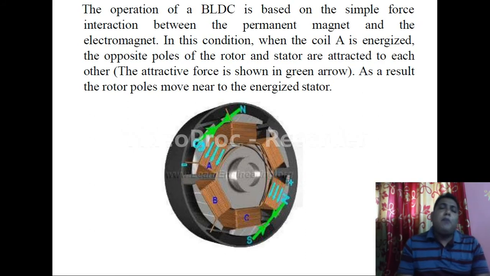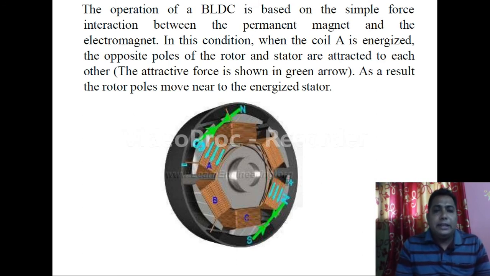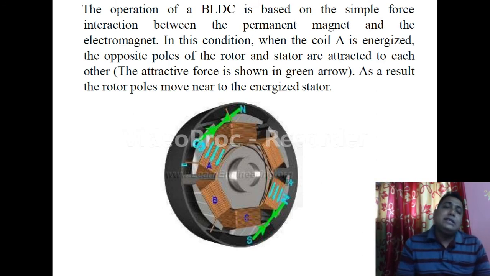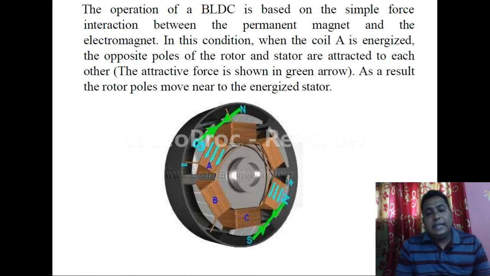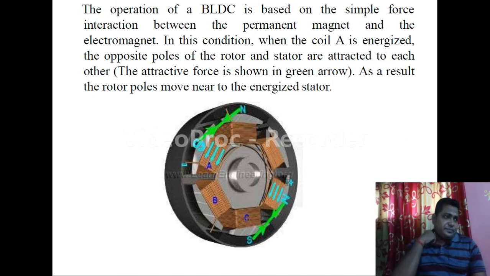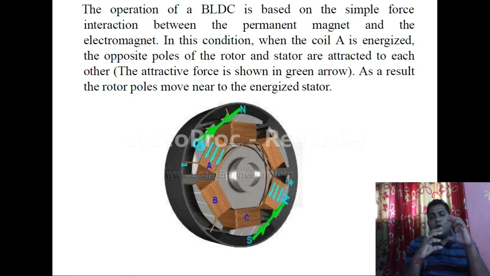The operation of BLDC is based on the simple force interaction between the permanent magnet and the electromagnet. In this condition, when the coil is energized, the opposite poles of the rotor and the stator are attracted to each other. As a result, the rotor poles move near to the energized stator. That means outside there is a rotor and inside there is a stator. Over the stator, say there is a north pole, and over the rotor we have a north and a south pole.